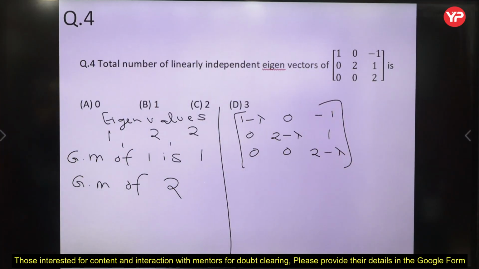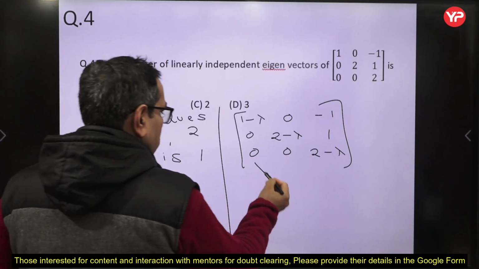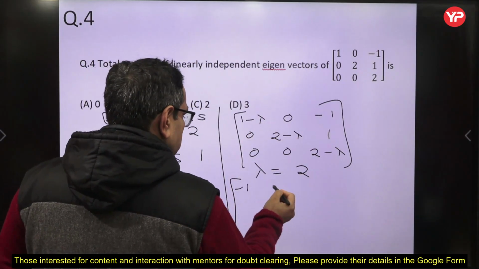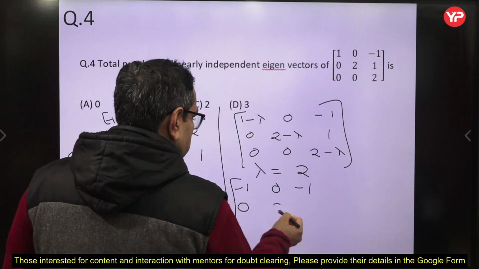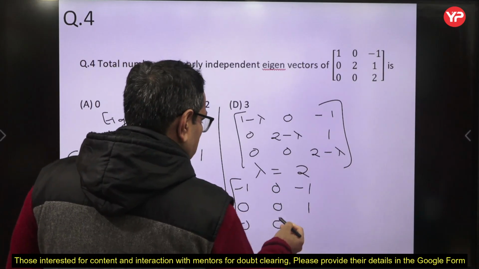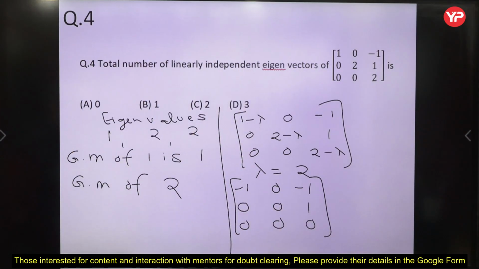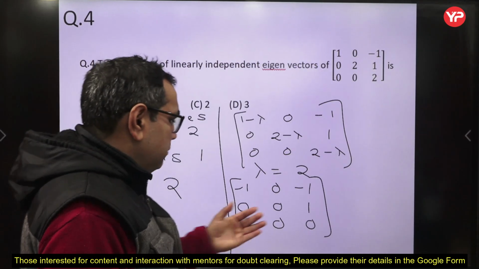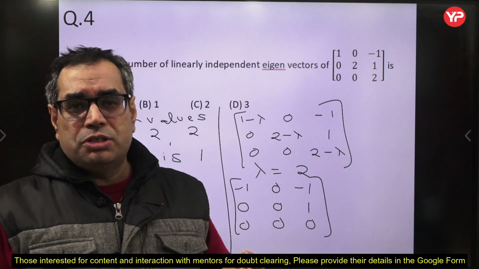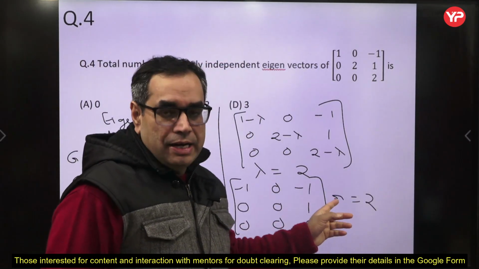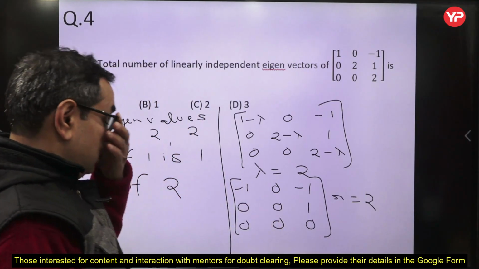Now we will put the value of the eigenvalue 2 whose GM is to be computed. Okay, so putting lambda equal to 2 here, we get 1 minus 2 which is minus 1, 0, minus 1, 0, 0, 1 and 0, 0, 0. Okay, now we have to compute the rank of this matrix. So what is the rank of this matrix? We can see that this matrix is in echelon form and there are two non-zero rows in it. The rank of this matrix is R equal to 2. Okay, the rank is 2.